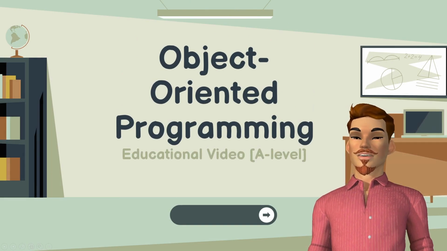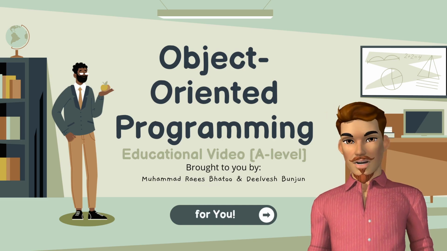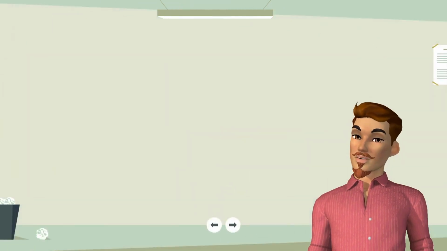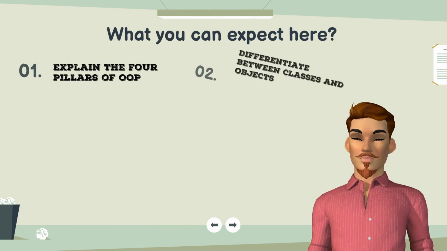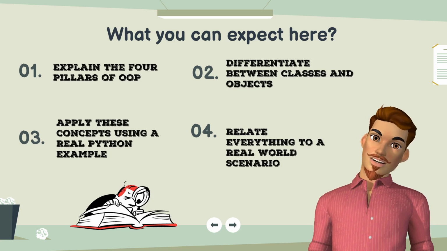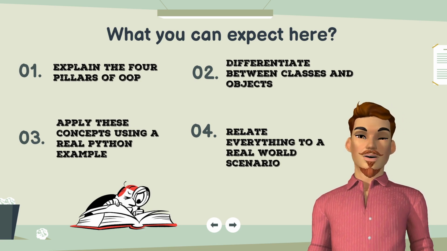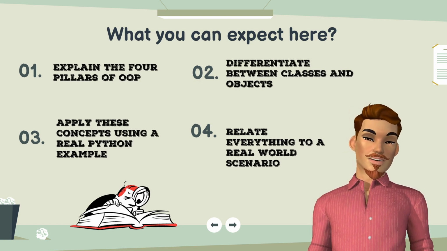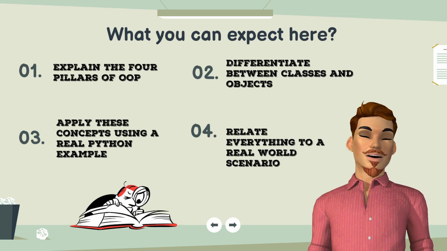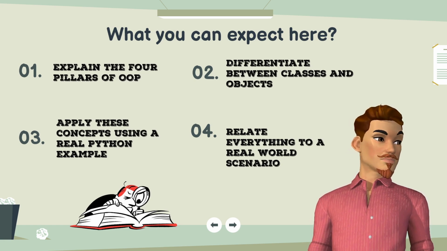Today we will explore object-oriented programming, one of the most powerful paradigms in modern software development. By the end of this video, you will be able to explain the 4 pillars of object-oriented programming. That is, we've got abstraction, encapsulation, inheritance and polymorphism. We are going to be able to differentiate between classes and objects, apply these concepts using a real Python example, and relate everything to a real-world scenario, the cookie factory. Alright, let's begin.